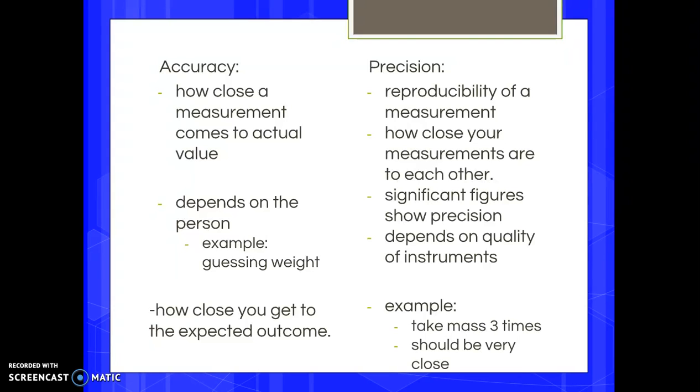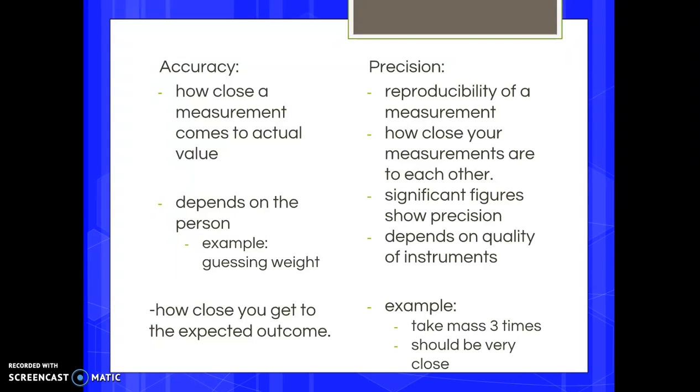For precision, a lot of times what you'll see is we do something 3 times. You take a mass 3 times. And all 3 times, those should be very close to each other. They might not be exact, but they should be very close to each other. If they are close to each other, that shows that there is some precision there. So it's the reproducibility of a measurement.